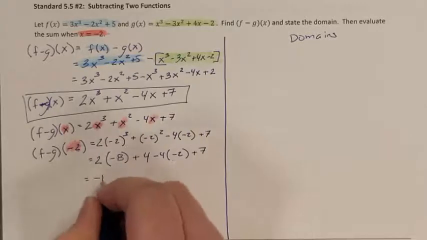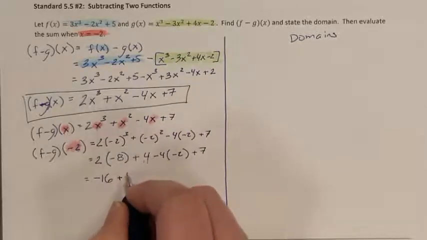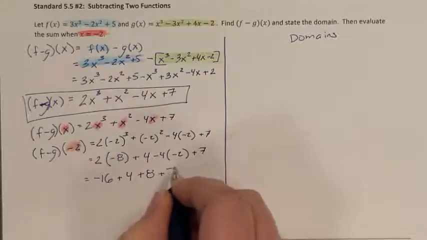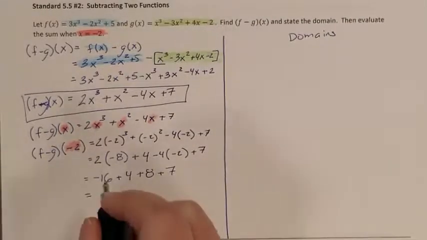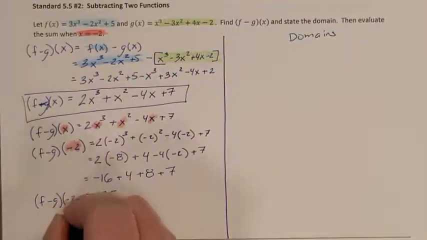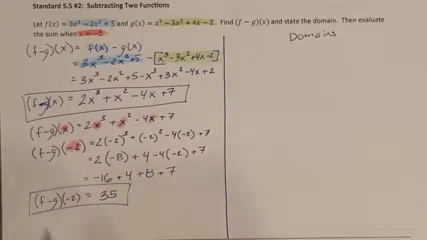So I have a negative 16 plus 4. This is plus 8, and that's plus 7. So adding and subtracting from left to right, I get a positive 35. So my f minus g at negative 2 is a positive 35.